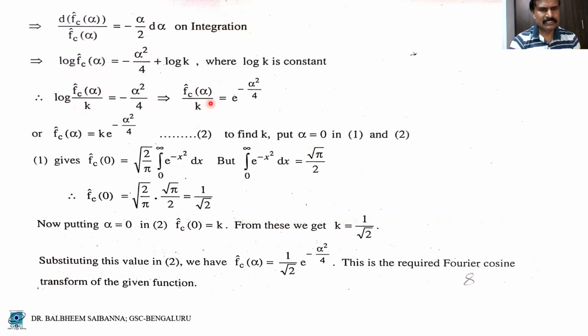So we write this in exponential form: Fc(alpha) by k is equal to e to the power minus alpha square by 4. Then finally, taking k to the right-hand side, Fc(alpha) is equal to k times e to the power of minus alpha square by 4. This is called equation 2. To find the value of this k, put alpha equal to 0 in equation 1, this equation.